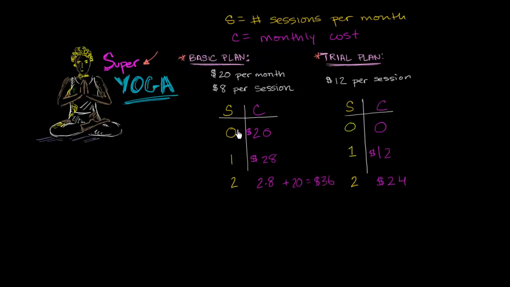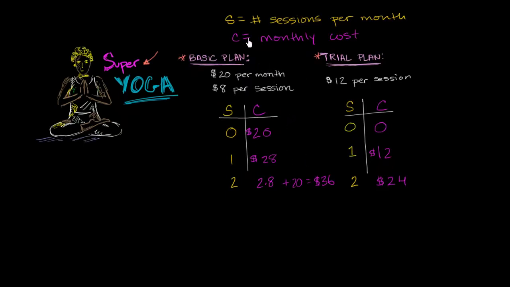So at least for the scenarios that we set up here, if I attend 0 or 1 or 2 sessions, the trial plan seems to be winning out. But I want to explore at what point the trial plan actually becomes a little bit worse. Before we do that, let's think about if we can represent this a little bit algebraically, because it's going to allow us to be a little bit more precise with coming up with our answers.